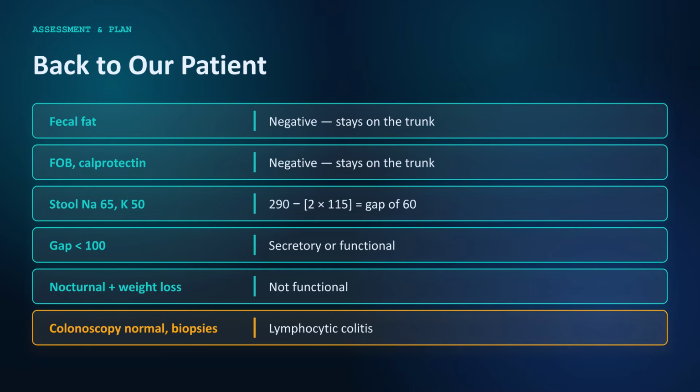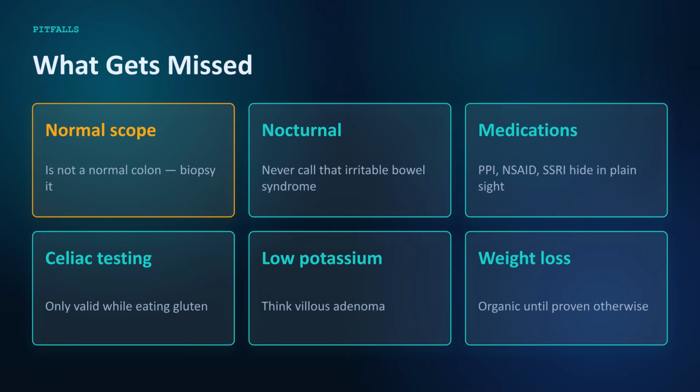Imaging and hormone levels were normal. Colonoscopy looked completely normal, but the random biopsies showed lymphocytic colitis. We stopped the naproxen and the omeprazole, discussed the sertraline with her psychiatrist, and started budesonide. Her celiac serologies were negative. Let us collect the traps.